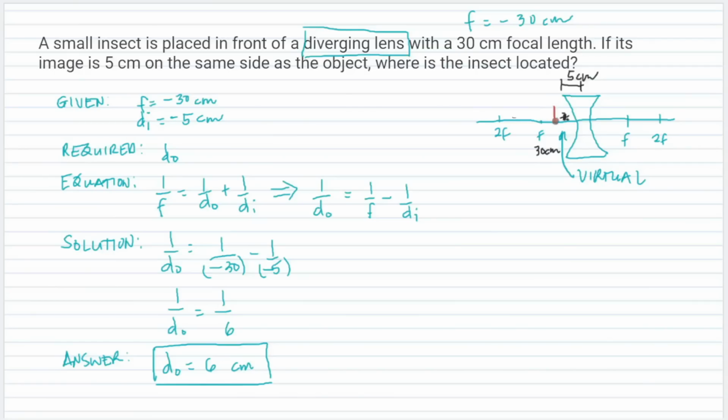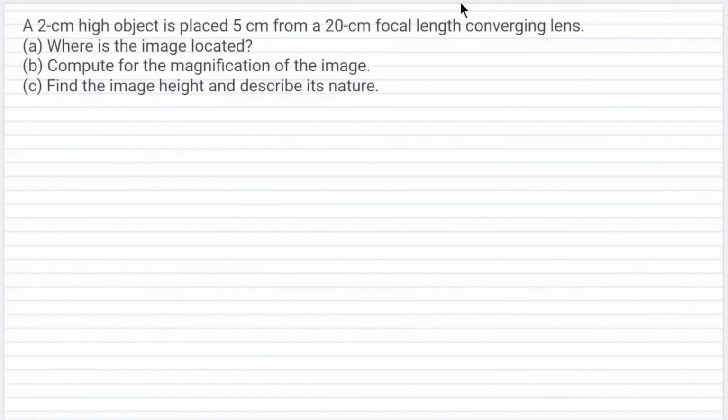Okay, let's just erase that and then draw it here. A 2 centimeter high object is placed 5 centimeters from a 20 centimeter focal length converging lens. First question, where is the image located? Second, compute the magnification of the image. And last, find the image height and describe its nature. So, drawing natin yung ating ray diagram.